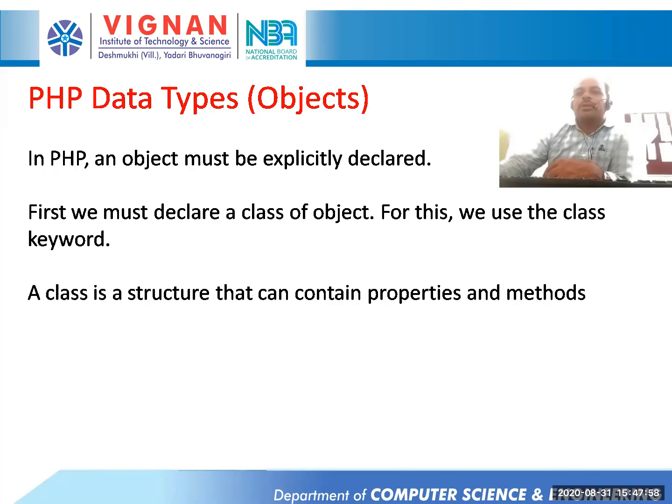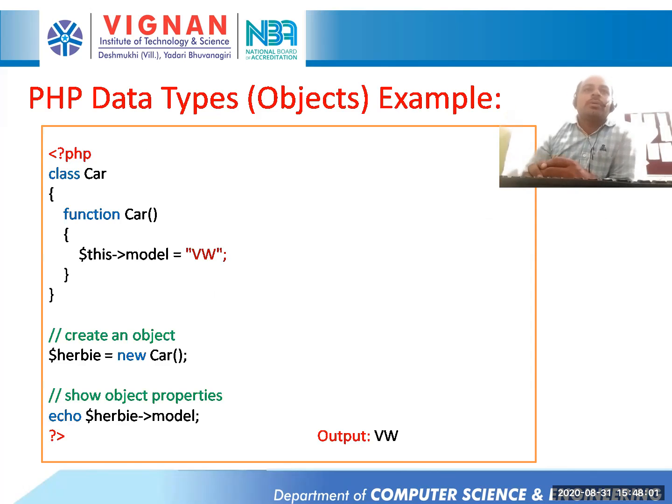I will show one example here. In this example in PHP, Car is a class declared by using the keyword class. Class is a keyword in PHP, and another one is function, the keyword used in PHP to create functions. Here in this class, we declare one function, that is Car, because its name is the same as the class name. We can also call it a constructor. And this model is an attribute here, and its value is VW. Then close the class. The class declaration part is over.